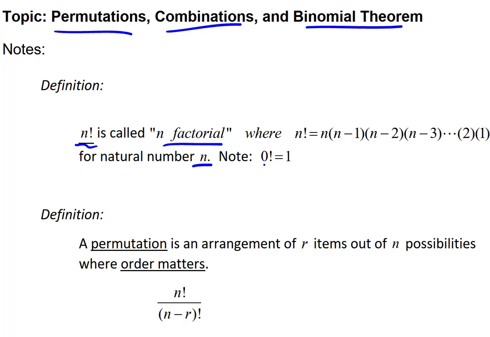Now note that 0 factorial is defined as just the number 1, because if you throw a 0 in as the last factor, of course, multiplying by 0 turns everything into 0. So there's a special definition for 0 factorial where we just say it's 1.